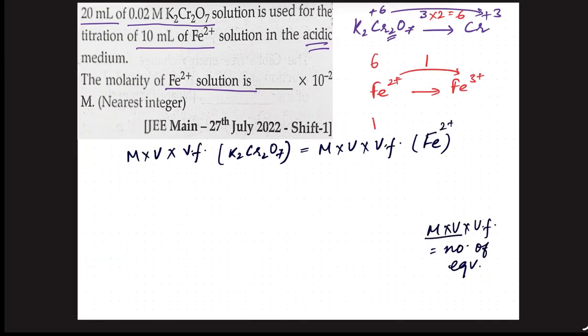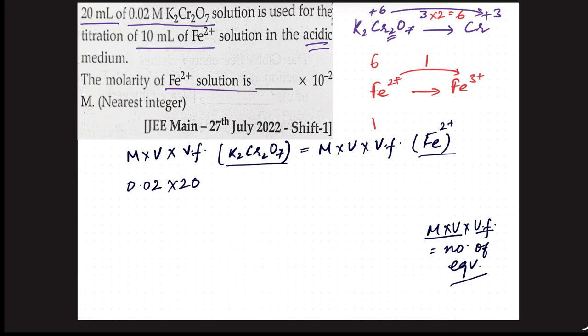Molarity into volume gives the number of moles, and the number of moles multiplied by the valency factor will give the number of equivalents. Now the number of equivalents of potassium dichromate will be equal to the number of equivalents of Fe2+ ion. Putting the values, the number of equivalents of potassium dichromate will be equal to the molarity of potassium dichromate given in the question as 0.02 multiplied by volume, that is 20 milliliter.